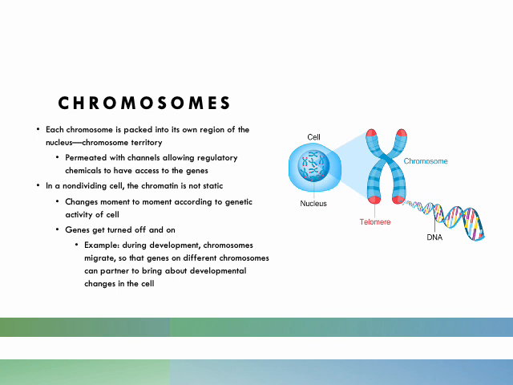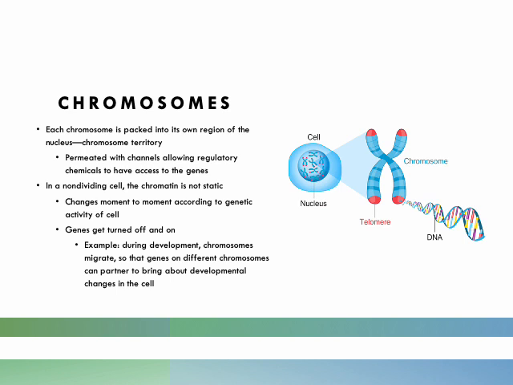Chromosomes. So we talked about chromatin, now we're going to talk about chromosomes. Each chromosome is packed into the nucleus in a very specific area. Okay, it has a chromosome territory, it stays in its area. This area can be permeated with channels, allowing chemicals to come in and out to access or turn on the genes. But it's a highly protected area because we don't want the chromosomes just leaking out into the cell and going everywhere. They need to stay together, they need to stay in their area.